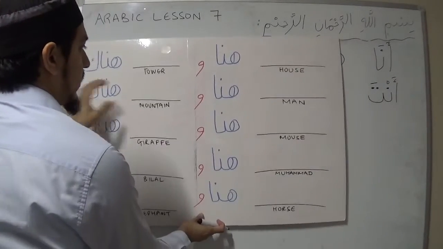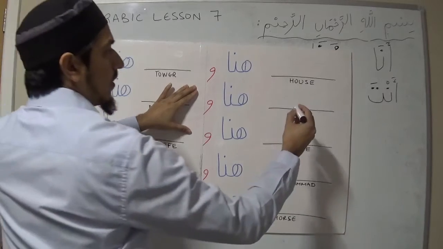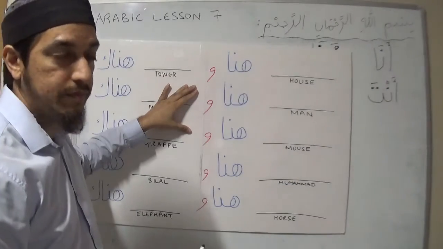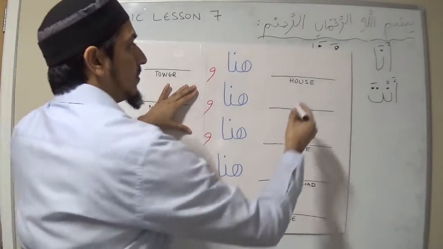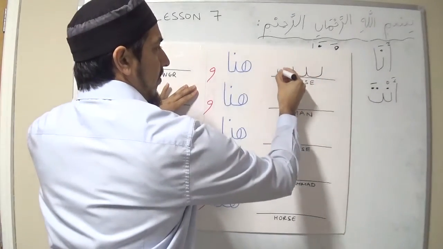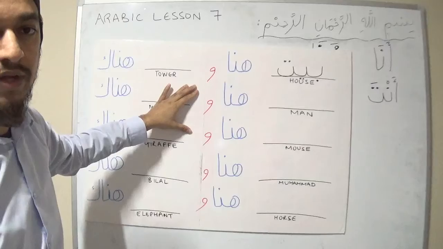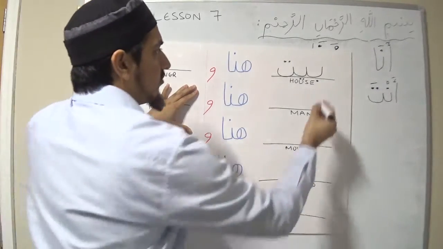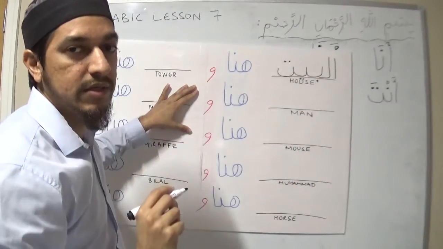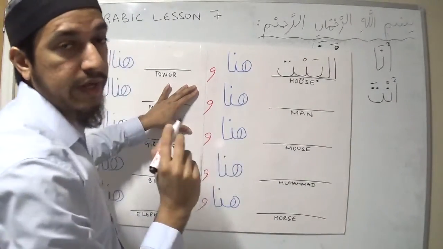So in the first one we had house. Now you can say a house or the house. The house would be preferred because we're talking about a specific house. If you wrote Bait huna, a house is here, that would be fine, but really we're looking for Al-Bayt. Al-Bayt, showing it's a Qamariya letter, it's a moon letter. Al-Bayt huna.